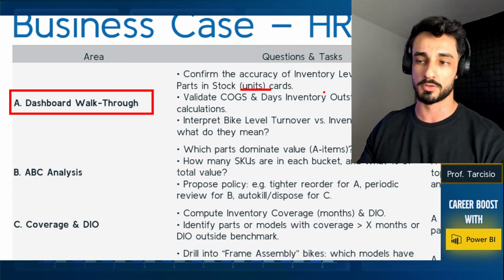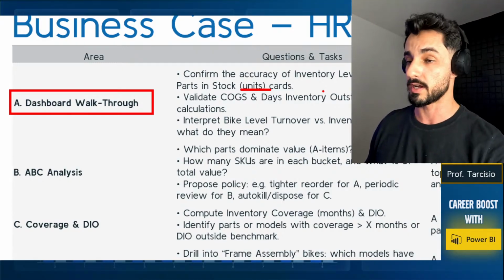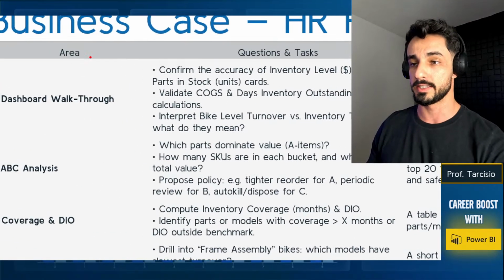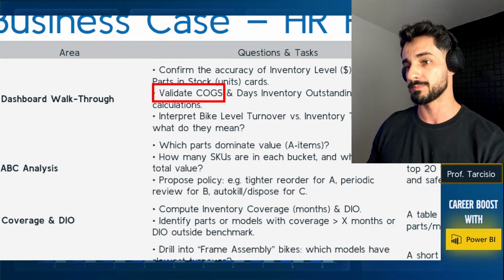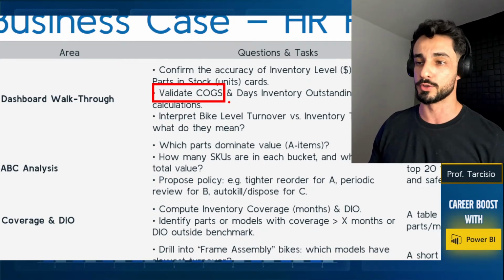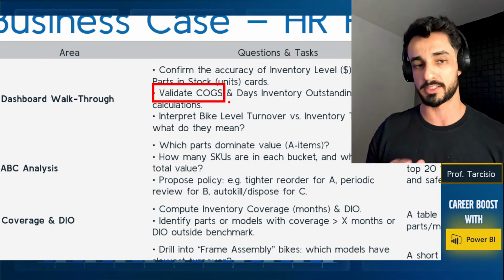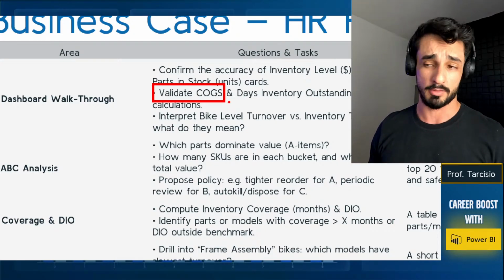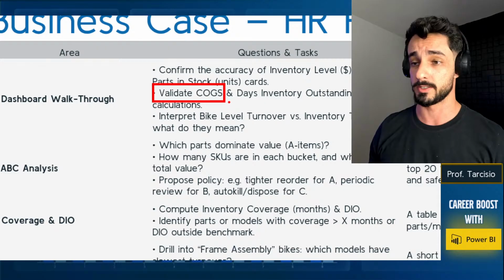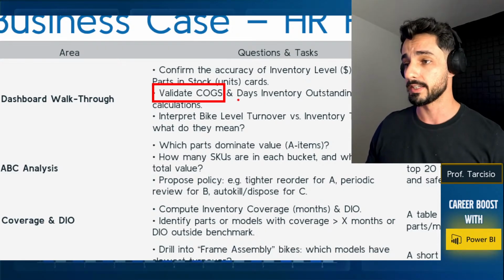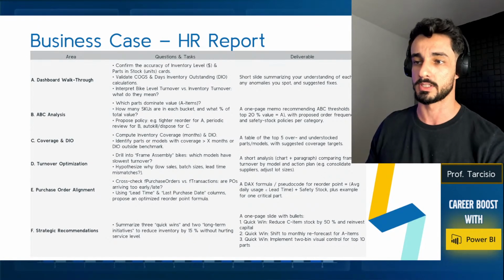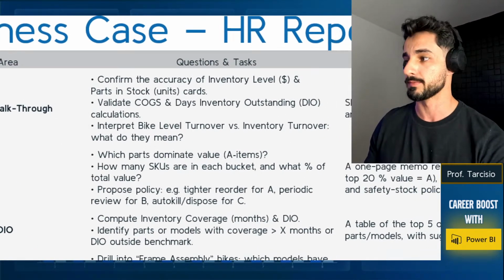So we need to calculate how much we have in stock, and also we need to validate the COGS, that is the cost of goods sold. I'm going to explain better what this KPI is. That is a very important KPI of inventory. And we are going to see the DIO, that is the days inventory outstanding. That is another very important KPI.